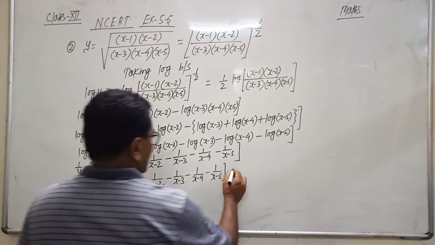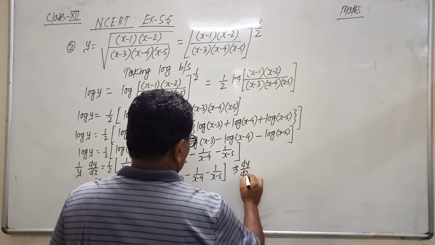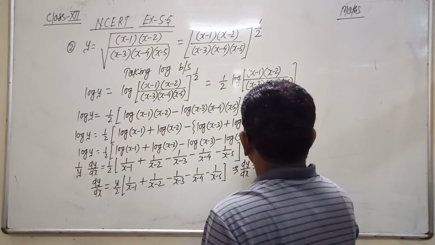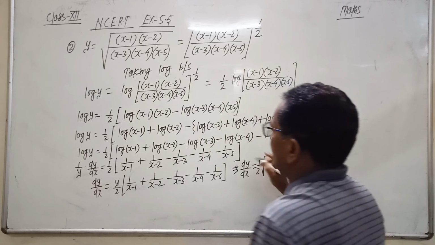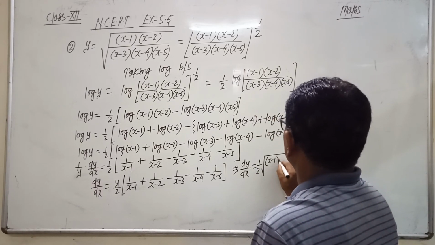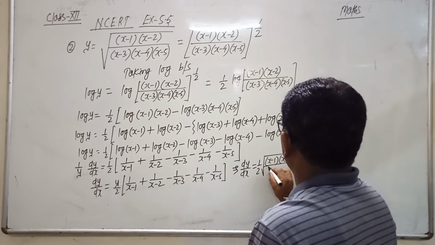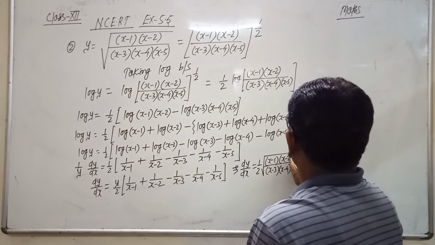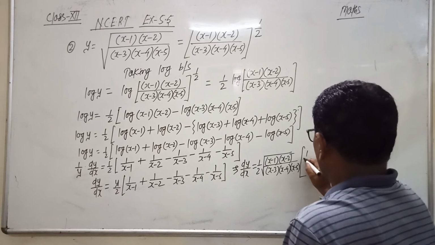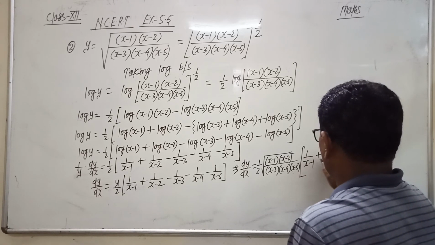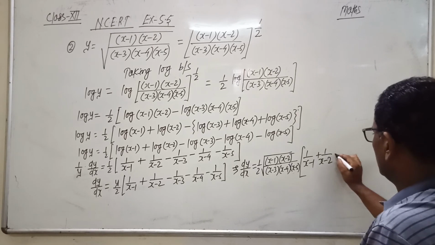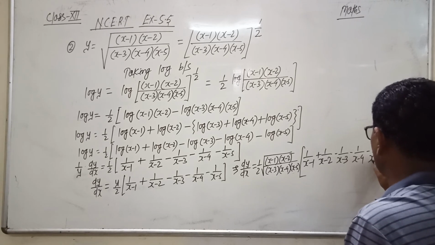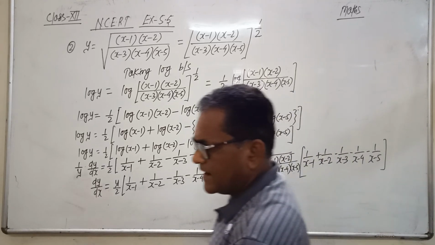So it becomes dy by dx equals, put the original value of y, 1 by 2 written outside, and the value of y is ((x minus 1)(x minus 2) by (x minus 3)(x minus 4)(x minus 5)), and this would be written in brackets, (1 by x minus 1 plus 1 by x minus 2 minus 1 by x minus 3 minus 1 by x minus 4 minus 1 by x minus 5). This is the final result.